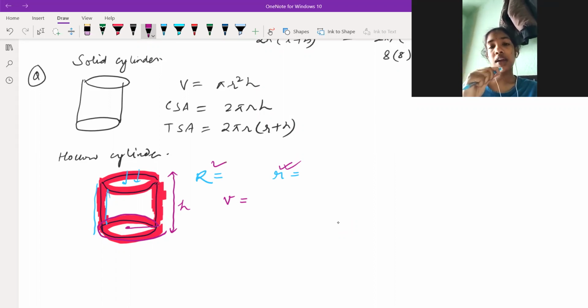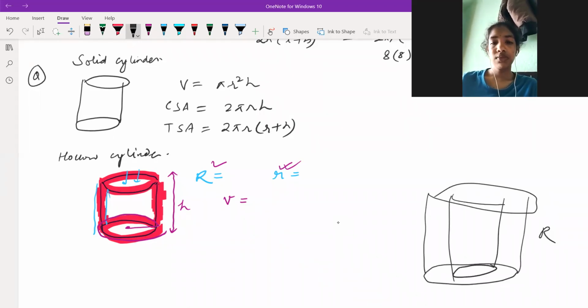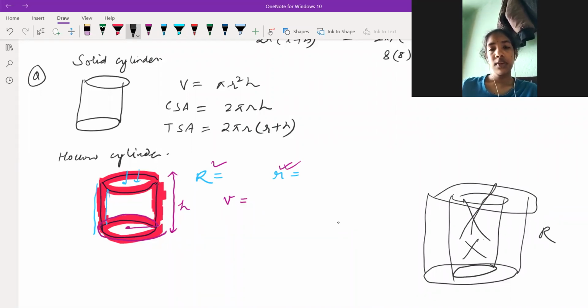Pi R square plus r square into h, sir. Pi r square plus r square, like this you are saying, into h. No, this will not come. Now I'm telling you, if this is a big cylinder, right? It is having radius capital R, right? Yes, sir. We are going to remove the inside part, the small cylinder. Because nothing is there, it's hollow, right? So we have to remove this small cylinder. Got it? Yes, sir.